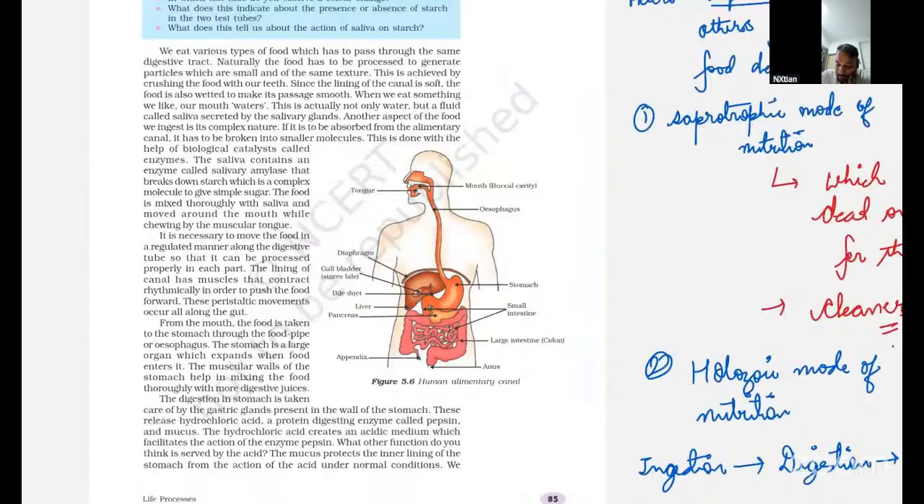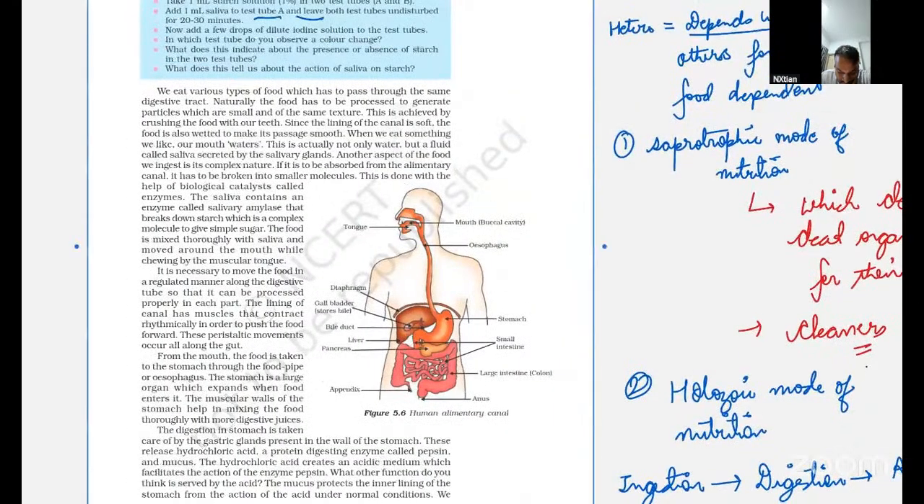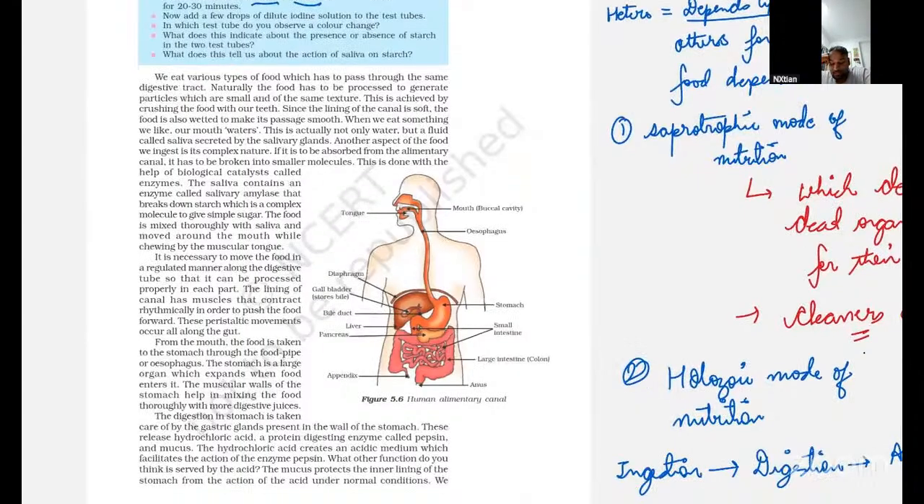We eat various types of food which have to pass through the same digestive tract. Naturally, the food has to be processed to generate particles which are small and of the same texture. This is achieved by crushing the food with our teeth. Since the lining of the canal is soft, the food is also wetted to make its passage smooth. When we eat something we like, our mouth waters. This is actually not only water but a fluid called saliva secreted by the salivary gland.